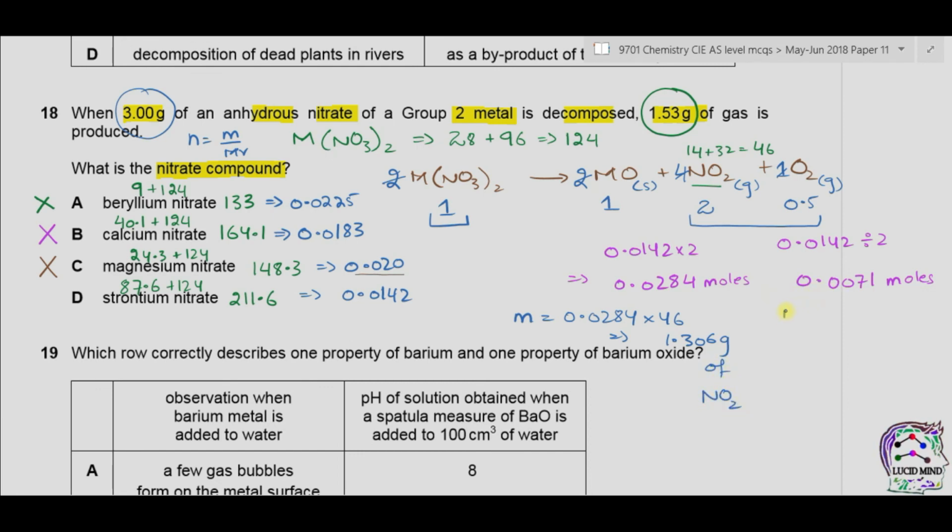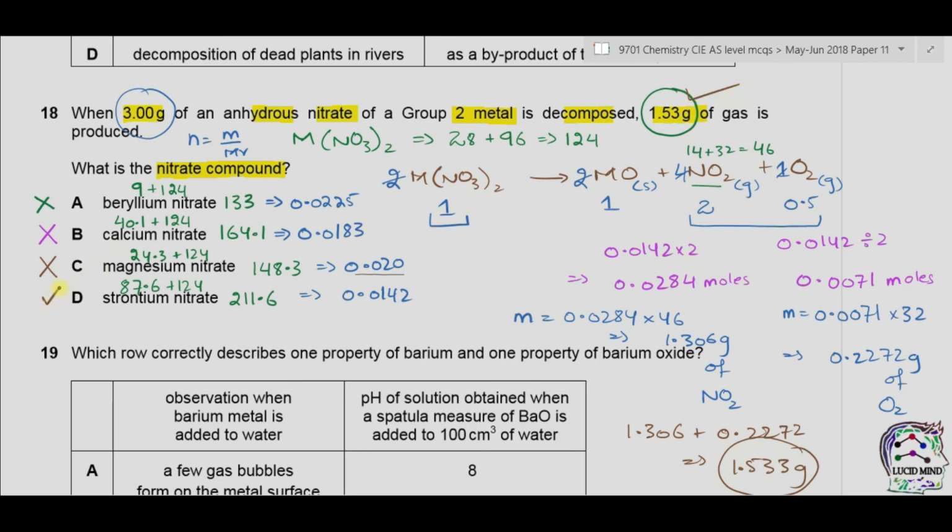Similarly for oxygen, the mass equals moles into molecular mass of oxygen, which is 32. So it comes equal to 0.2272 grams of oxygen. Now combining both of these gases, we have 1.306 plus 0.2272, which comes equal to 1.533 grams. Now this is exactly equal to the value given in the question, so therefore D could be correct. The answer is therefore D.